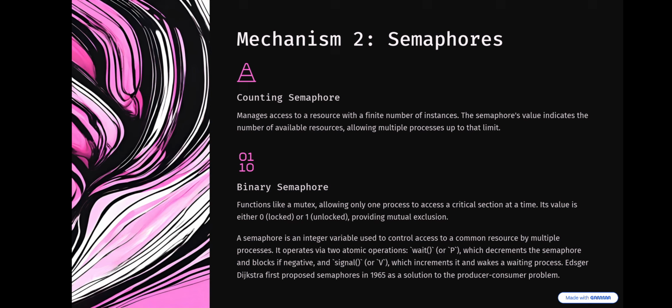A semaphore is an integer variable used to control access to a common resource by multiple processes. It operates via two atomic operations: wait or P, which decrements the semaphore and blocks if negative, and signal or V, which increments it and wakes a waiting process. Dijkstra first proposed semaphores in 1965 as a solution to the producer-consumer problem. So this is our mechanism of semaphores.